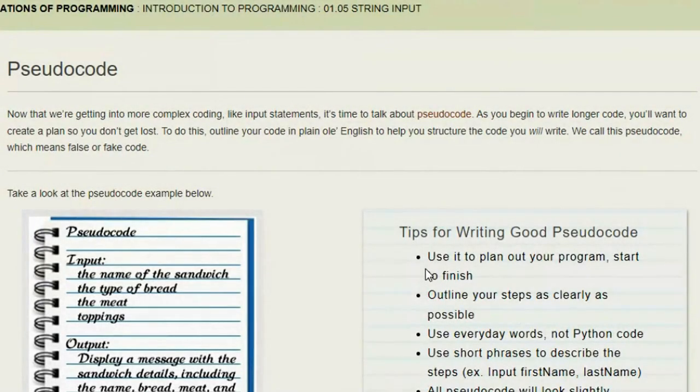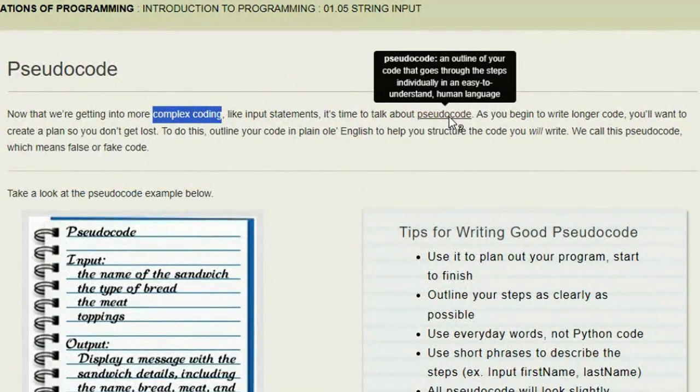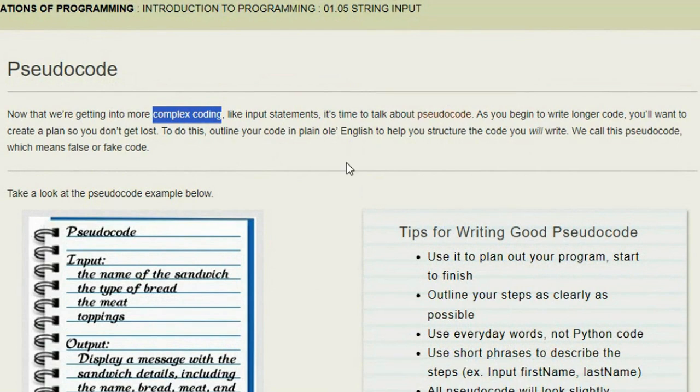Let's talk about pseudocode. Okay, so we're going to get into more complex coding, right? More complex. This is more than just the print statements. Last time we just printed 5 statements. Now we're actually going to input things and print things and input things. So it's time to talk about pseudocode. So pseudocode, let me scroll up here. An outline of your code that goes through the steps individually in an easy to understand human language.